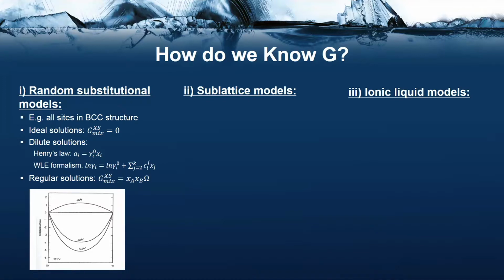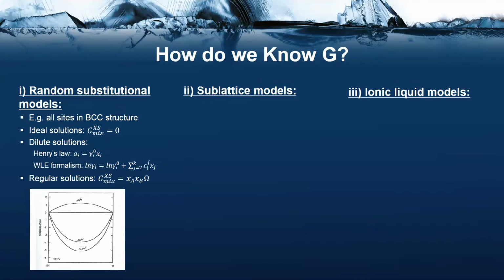The regular model is the simplest of the non-ideal solution models. Being simple limits the cases where the model can be applied. An extension of the model can be achieved by introducing the composition dependency of this omega parameter. And this type of model is called the subregular solution model. So we'll leave the random substitutional models and move on to the sublattice models.